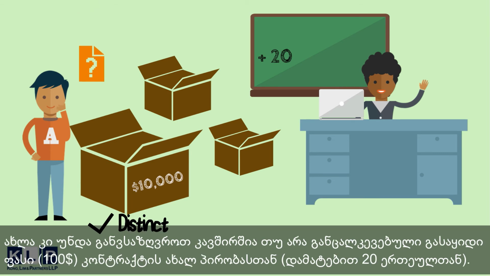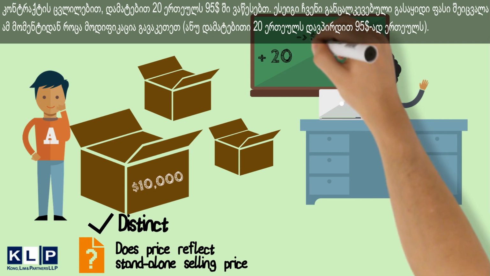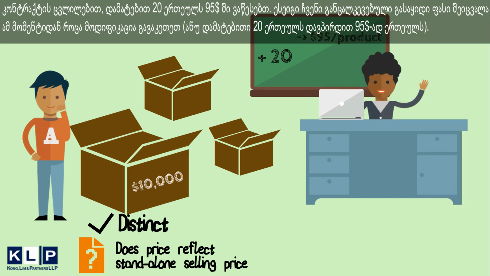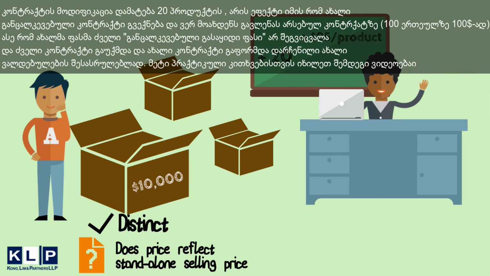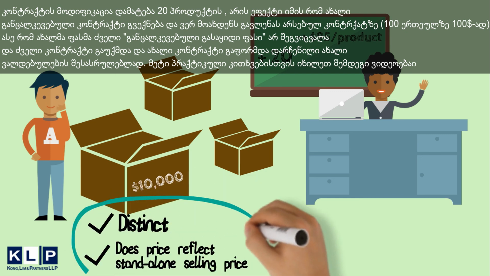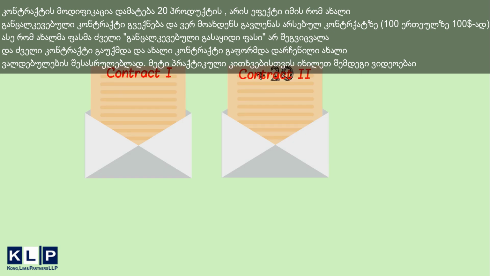And now we have to determine if the price reflects the standalone selling price or if it does not reflect the standalone selling price. The price of the contract modification for the additional 20 products is an additional $95 per product. The pricing for the additional products reflects the standalone selling price of the products at the time of the contract modification, and the additional products are distinct from the original products. The contract modification for the additional 20 products is, in effect, a new and separate contract for future products and does not affect the accounting for the existing contract.